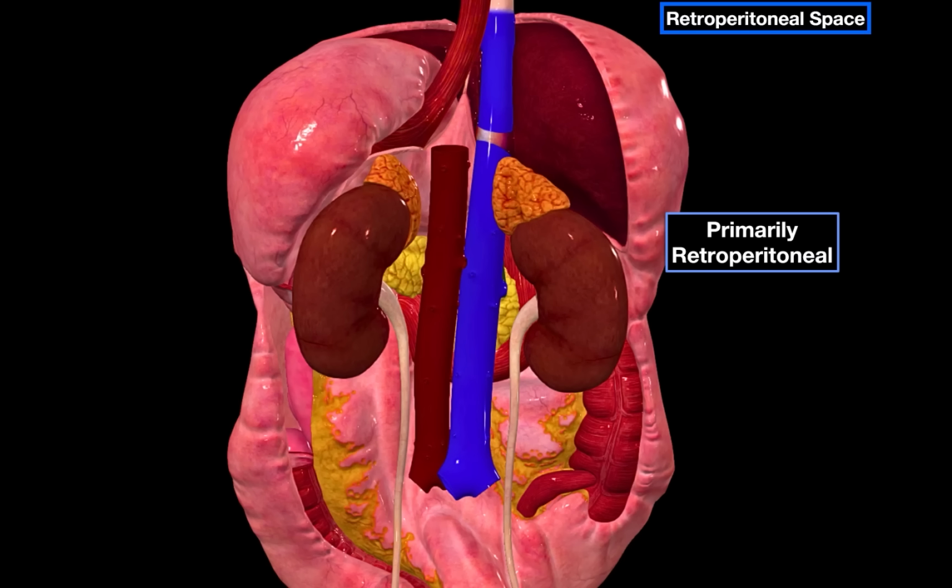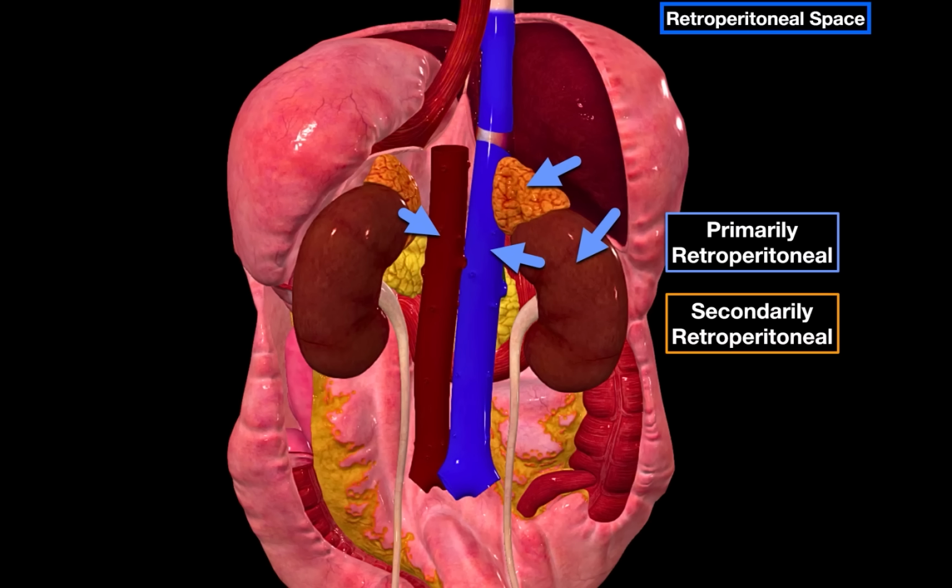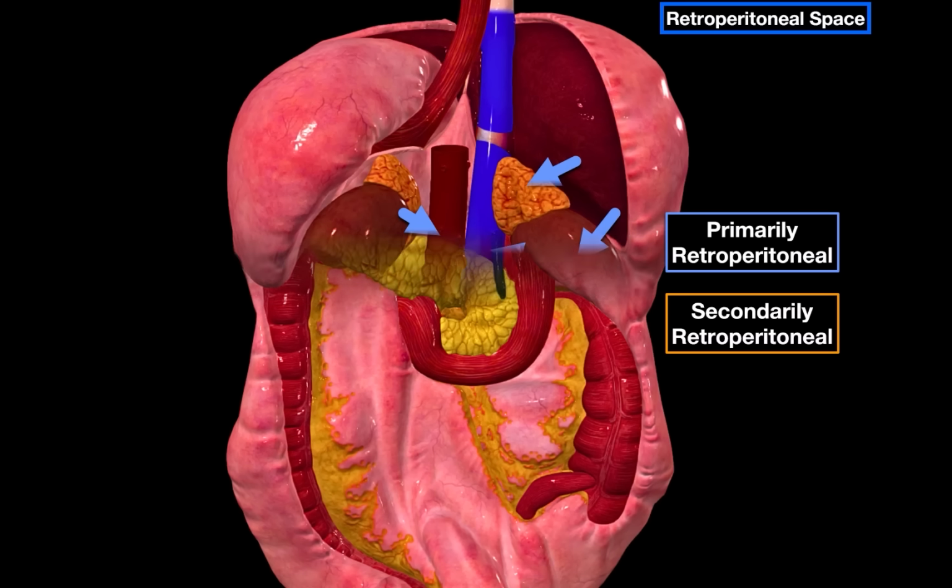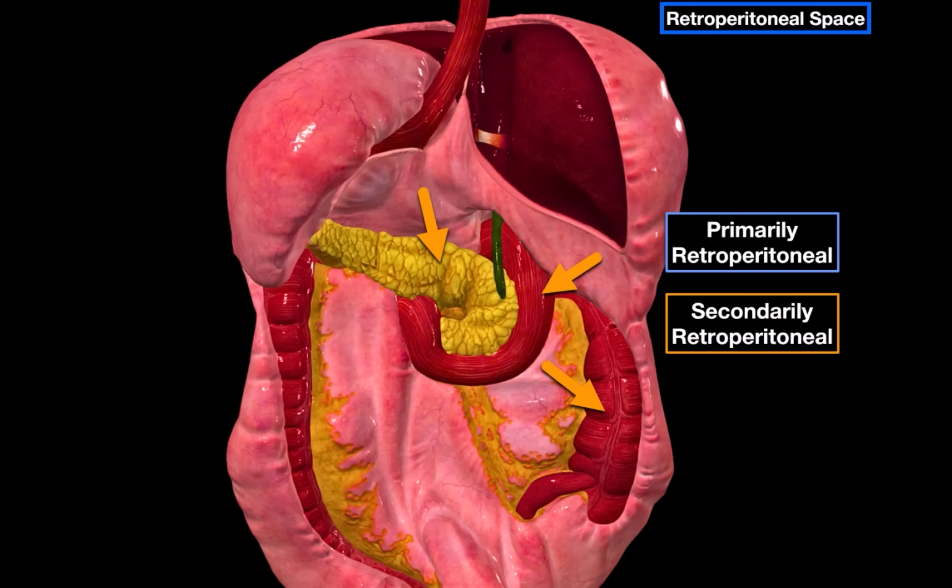Some organs are primarily retroperitoneal. They develop here and stay here. These are organs like the kidneys, the adrenal glands, the ureters, the aorta, and the inferior vena cava. Other organs are secondarily retroperitoneal. They originally had the mesentery during development, but later fused to the posterior abdominal wall, like the duodenum, the pancreas, and the ascending and descending colon. Because these organs are only partially covered by the peritoneum, some literature also refers to them as mesoperitoneal.